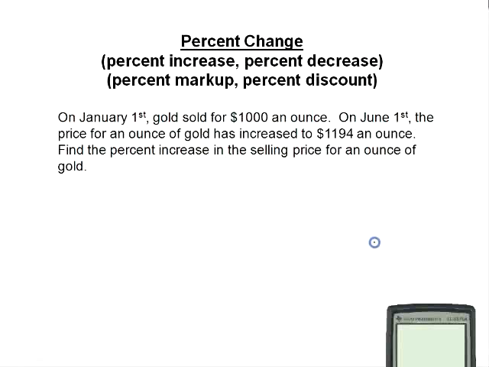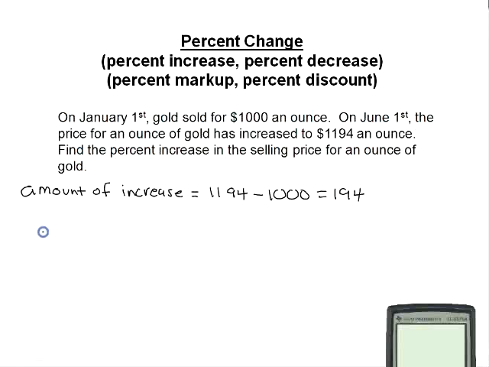On January 1st, gold sold for $1,000 an ounce, and on June 1st, the price for an ounce of gold had increased to $1,194 an ounce. Find the percent increase in the selling price for an ounce of gold. Okay, first, we've got to find the amount of increase. And the amount of increase is $1,194 minus $1,000, which is $194.